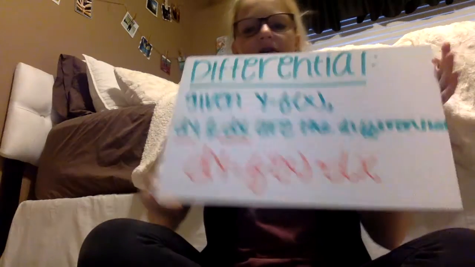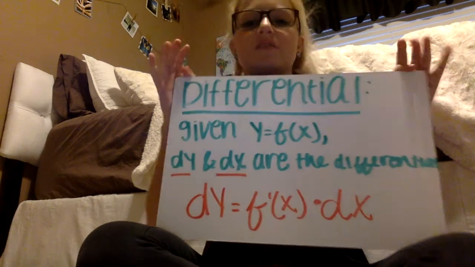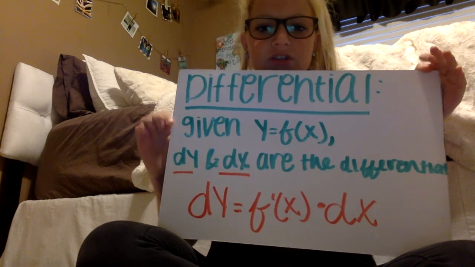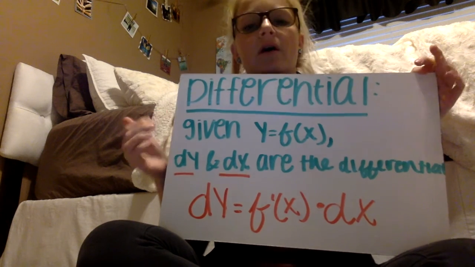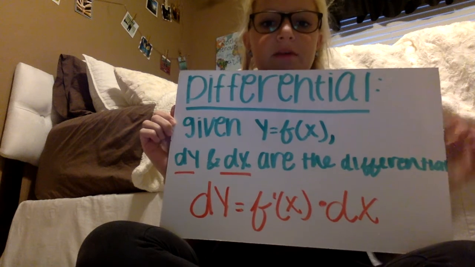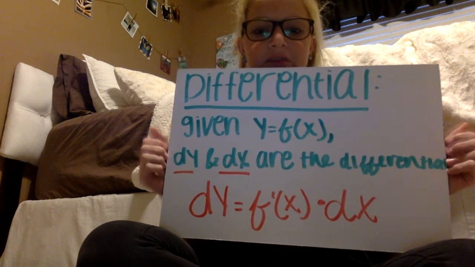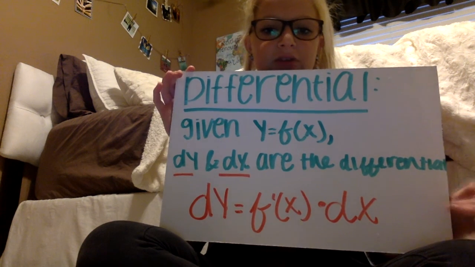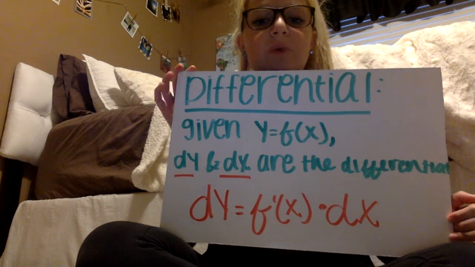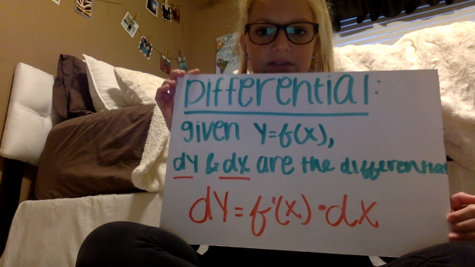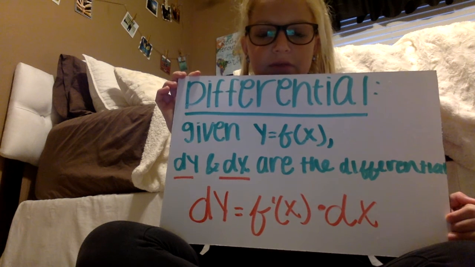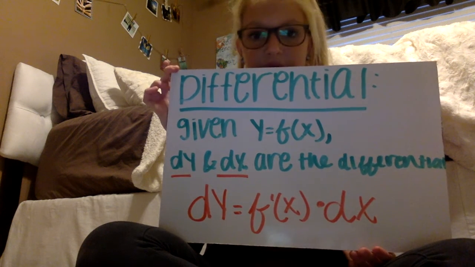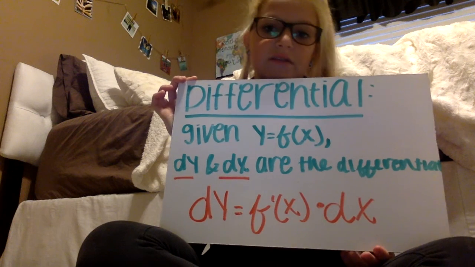So starting out with the definition, you'll use a differential whenever you're given an equation such as y equals f of x. Given that, you're able to determine that dy and dx, so it's like the derivative with respect to each of those, are the differentials. And using that in mind, you can formulate the equation that dy equals f prime of x times dx. So this should look pretty familiar to you from using derivatives, as it's saying the derivative of y equals f prime of x, which is the derivative of that, times dx.